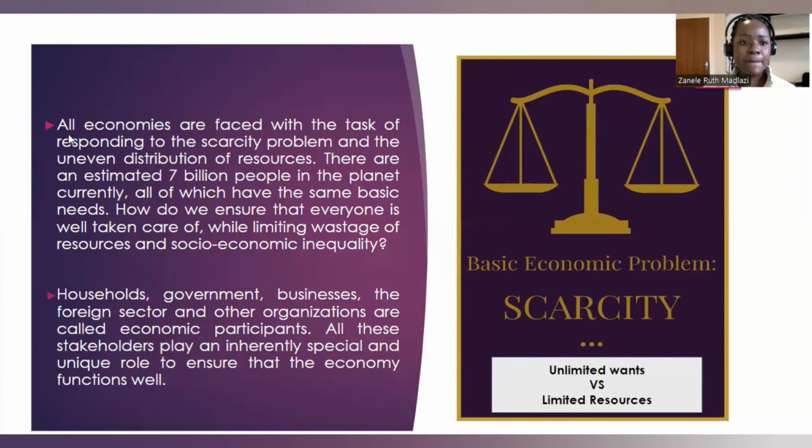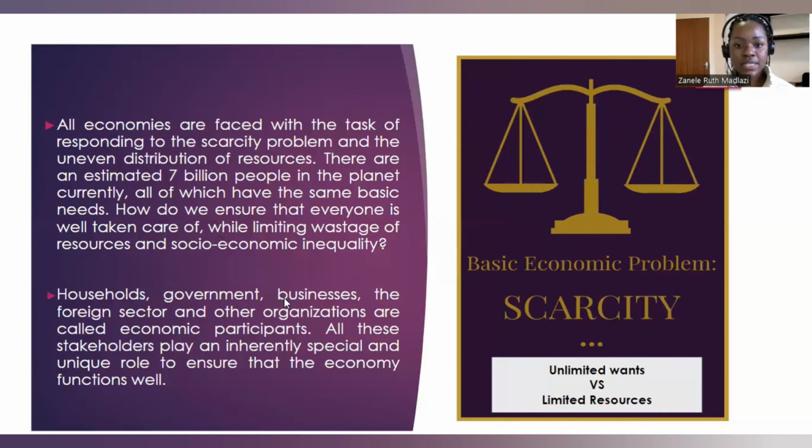Let's read together here. All economies are faced with the task of responding to the scarcity problem and uneven distribution of resources. There are an estimated 7 billion people on the planet, all of which have the same basic needs. How do we ensure that everyone is well taken care of while limiting wastage of resources and socio-economic inequality?